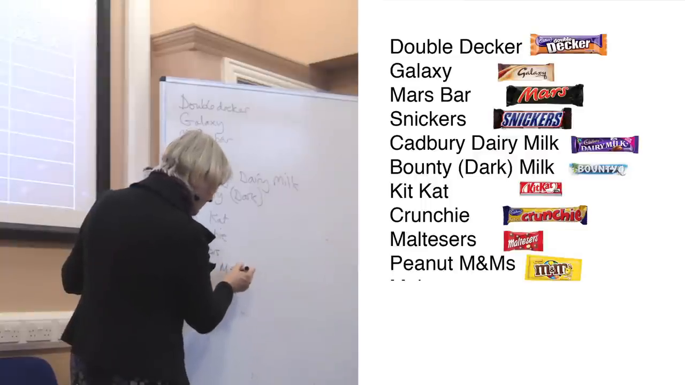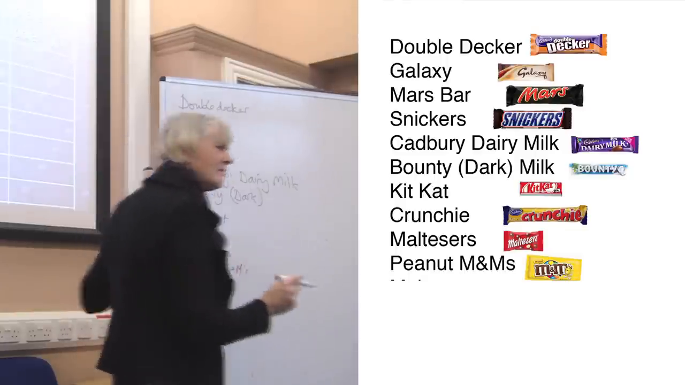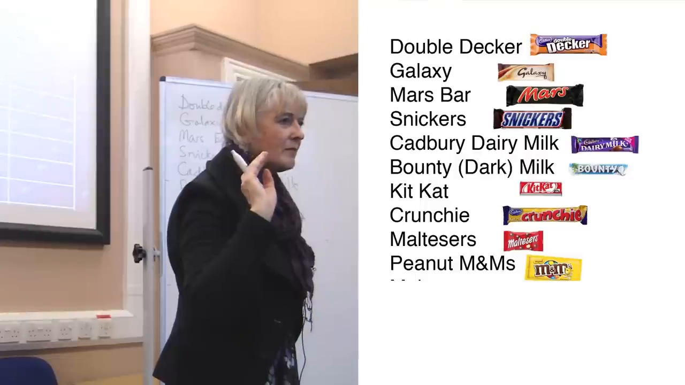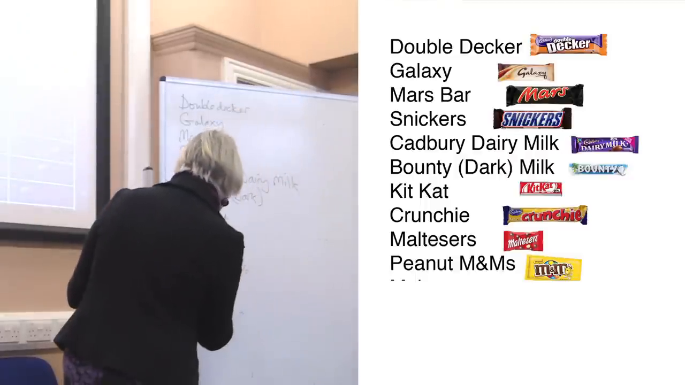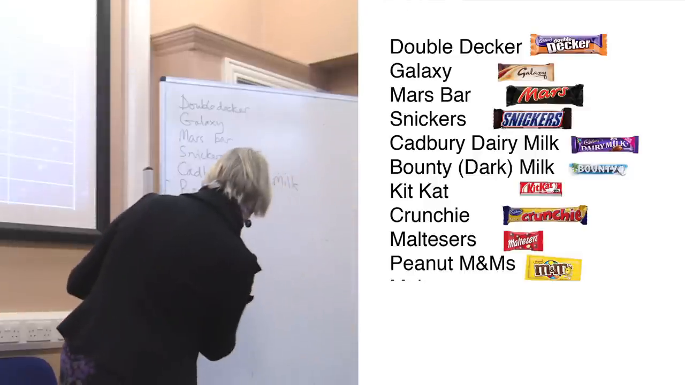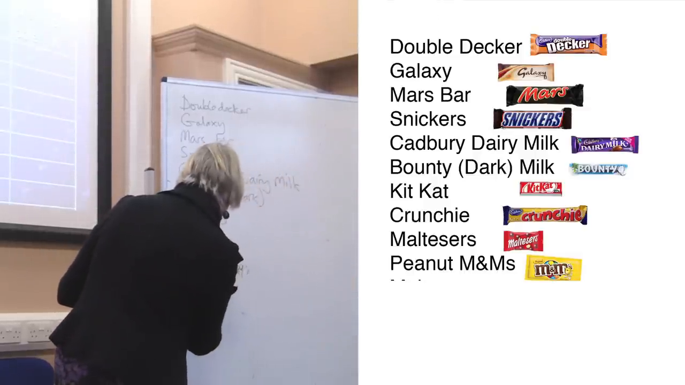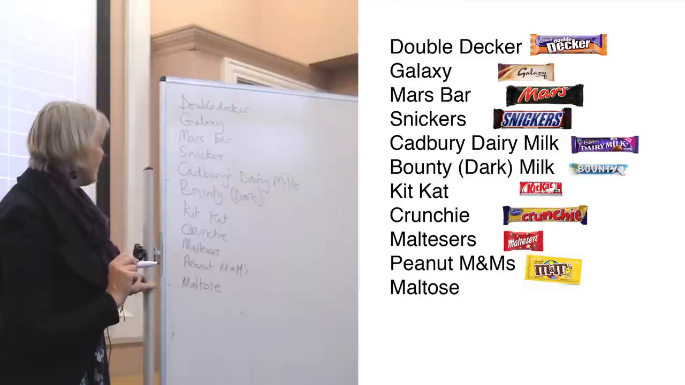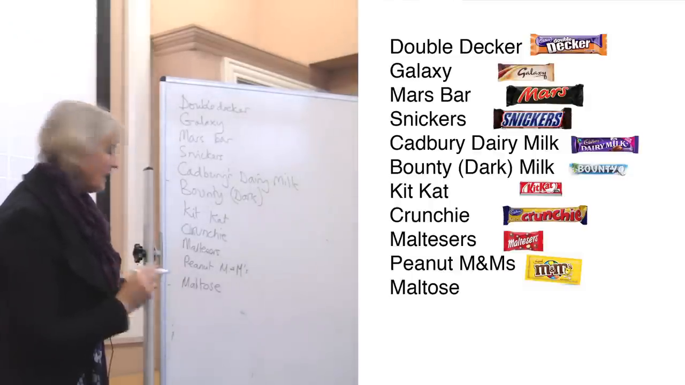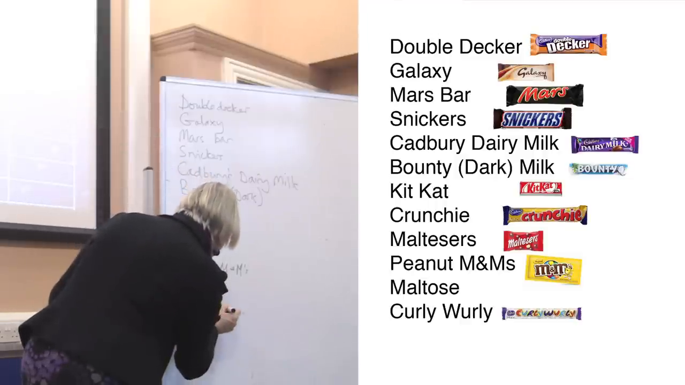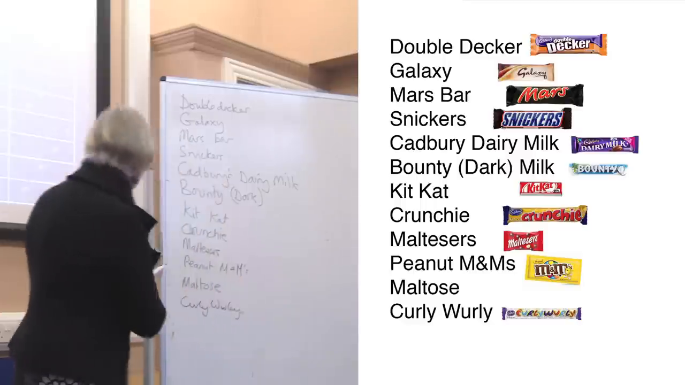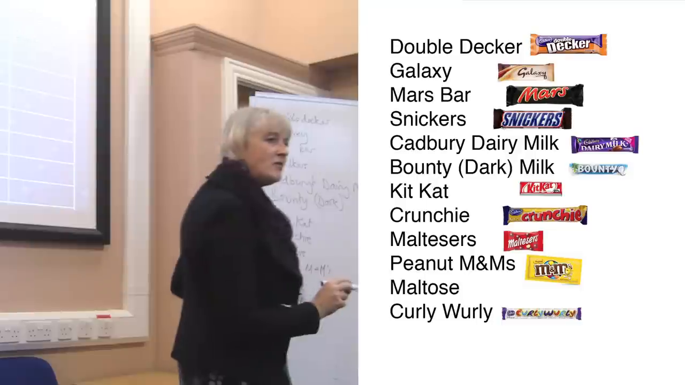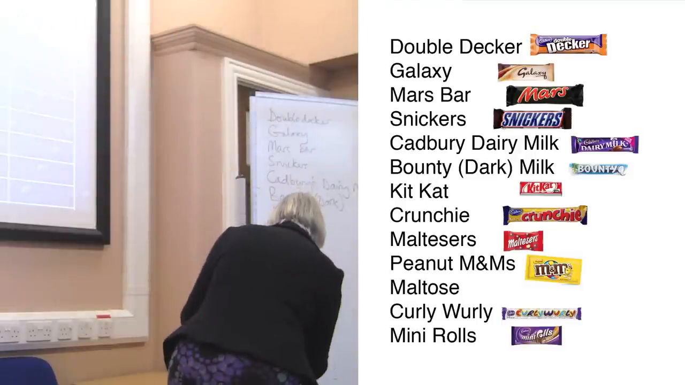Pardon? Sorry, I didn't catch that. Maltose. I've never heard of that. Any more? Does that cover everything? What about curly whirlies? Anybody had a curly whirly? Yeah, that's a curly whirly. Oh, I don't know how you spell it, never mind. Okay. Pardon? Mini rolls. Oh, is that a chocolate bar? Mini roll.